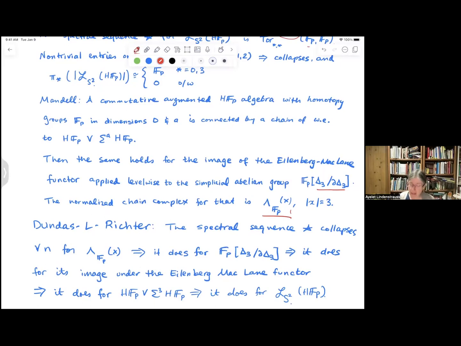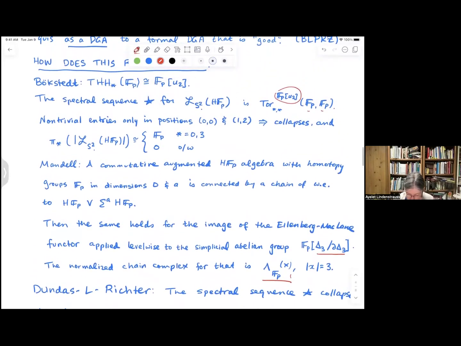And then we can also use the collapse of the spectral sequence for the simplicial abelian group to get collapse for the spectral sequence for the simplicial spectrum. And then we can use all the little weak equivalences. They define equivalences of spectral sequences for various spectra. So basically, if the spectral sequence collapses for this one, then it collapses for this one. Then it collapses for this one, and then it collapses for THHFP.